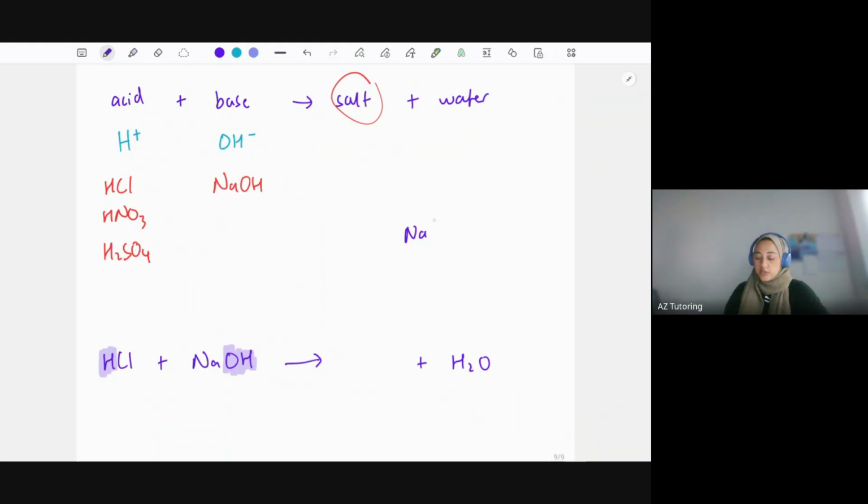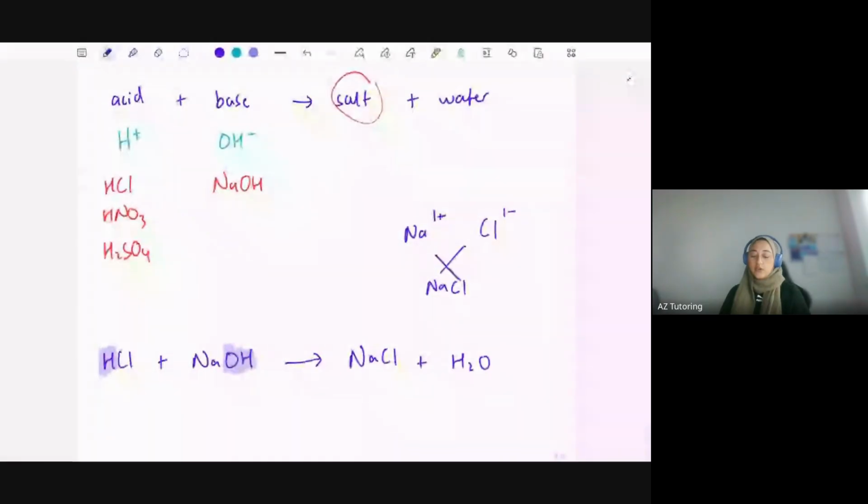Let's double check the charges. Sodium's in group 1, so 1 plus. Chlorine is in group 7, so 1 minus. So crossing them over, the ones cross with each other, so we just get NaCl. And that is all balanced. That's perfect. So that's how we figure out what the salt formed is.